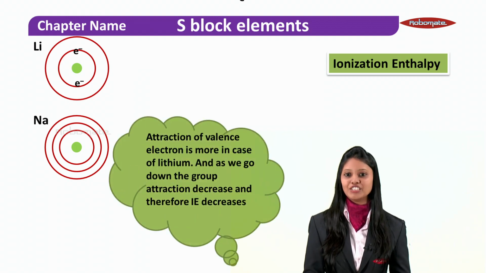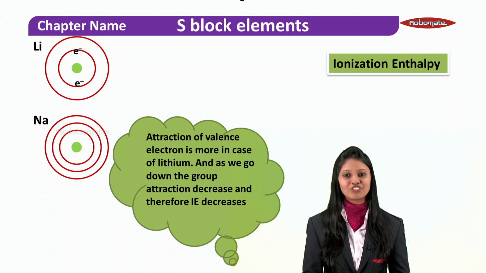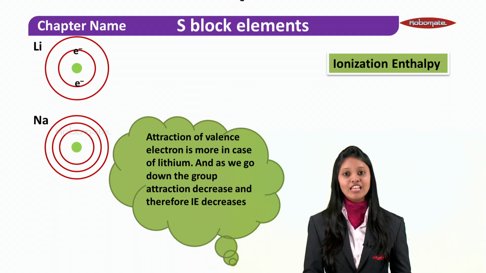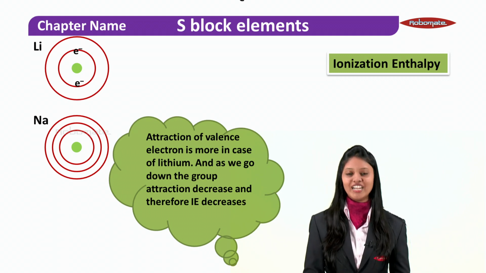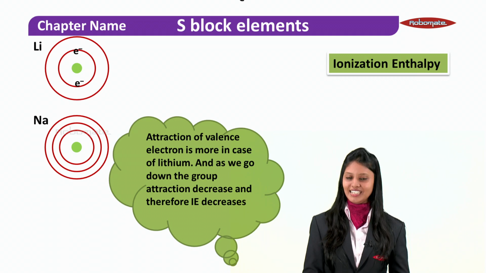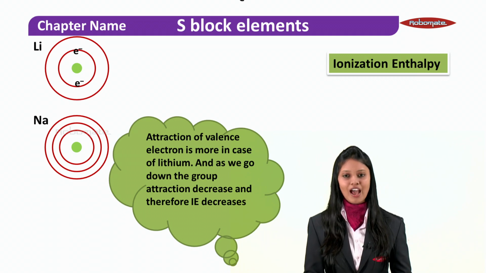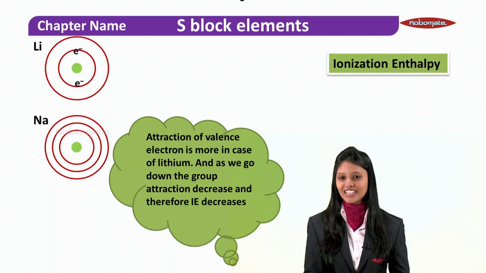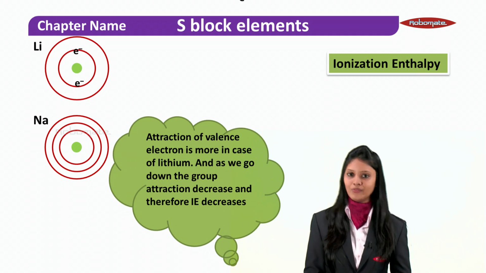The attraction is more in the case of lithium, and as you move down the group, the number of shells increases, and that's the reason the attraction between the center of the nucleus and the valence shell decreases. That's the reason as we move down the group, ionization enthalpy decreases. So this is about ionization enthalpy as we move down the group.